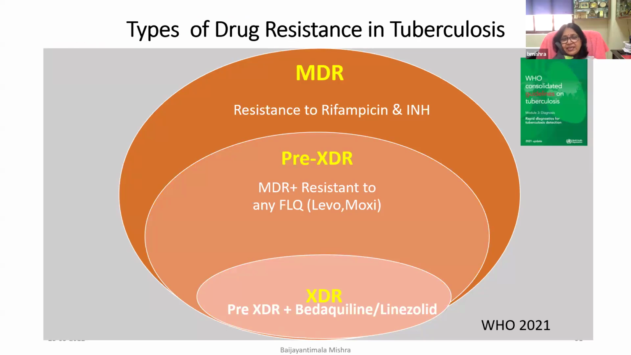So what are the changes in the definition is actually, we have now pre-XDR, which is MDR plus resistance to any fluoroquinolone, whereas MDR, as we know, is resistance to rifampicin and INH, and pre-XDR in addition to that is resistant to any of the fluoroquinolones, and XDR is pre-XDR along with resistance to either bedaquiline or linezolid, because now the treatment regimen has totally changed to all oral drugs, including bedaquiline and linezolid. So second-line injectable drugs have been removed from the definition of XDR.